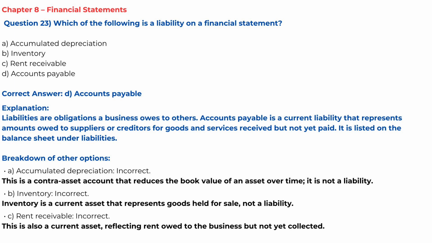Breakdown of other options. A. Accumulated depreciation. Incorrect. This is a contra asset account that reduces the book value of an asset over time. It is not a liability. B. Inventory. Incorrect. Inventory is a current asset that represents goods held for sale, not a liability. Rent receivable. Incorrect. This is also a current asset reflecting rent owed to the business but not yet collected.